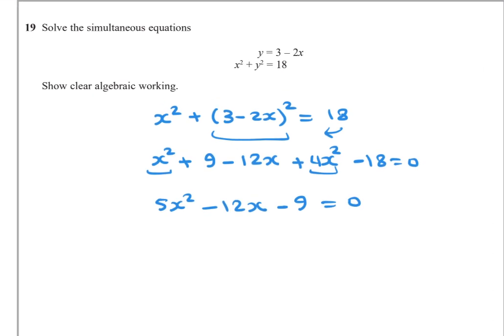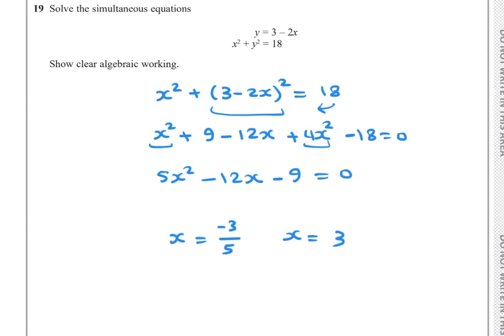Now solve by factorization or by the formula. You can use the calculator to solve. Mode 5, 3, and enter A, B and C. You get two values for x. The first value is negative 3 over 5, and the second one equals 3. For each value, you can find y by substituting in the equation y equals 3 minus 2x.